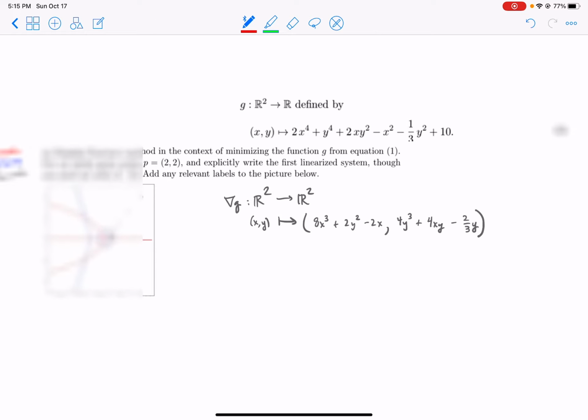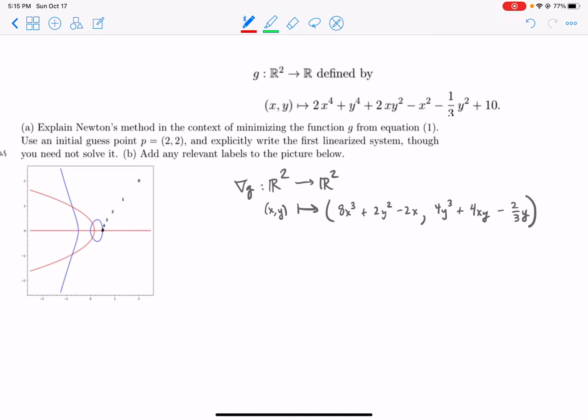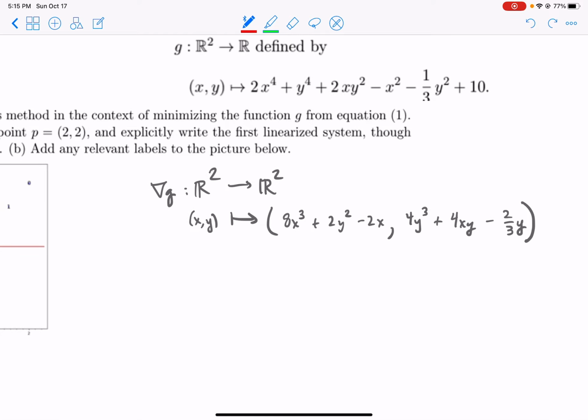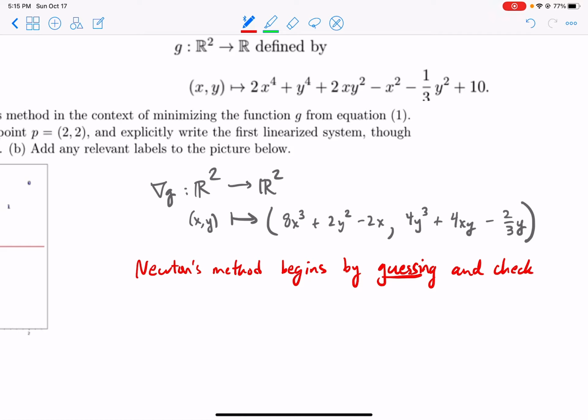And now I have to explain Newton's method in the context of this example. So the initial guess, they said it should be 2, 2. Okay, so Newton's method begins by guessing and checking. What do we do? We just plug in, let p equal 2, 2.